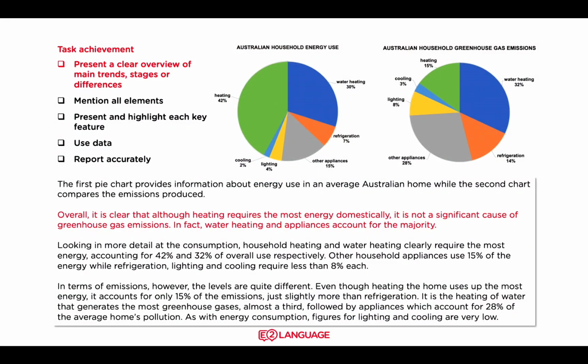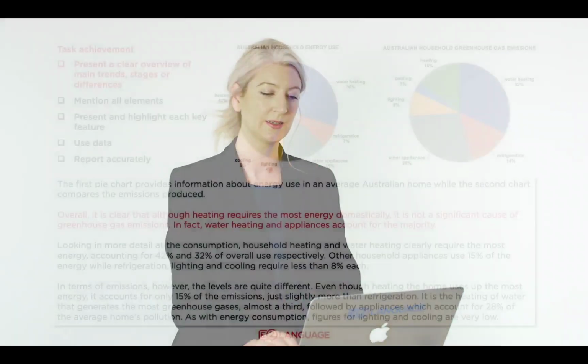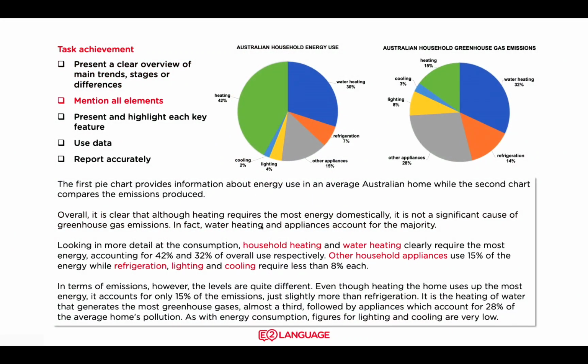The next part in task achievement is elements. Have I mentioned all elements? What we're talking about here is this stuff: heating, cooling, lighting. You have to mention them somewhere. You don't need to go into a lot of detail about all of them, but they should be represented in your task. And I've done that. Household heating, water heating, household appliances, refrigeration, lighting, and cooling. They're all accounted for.